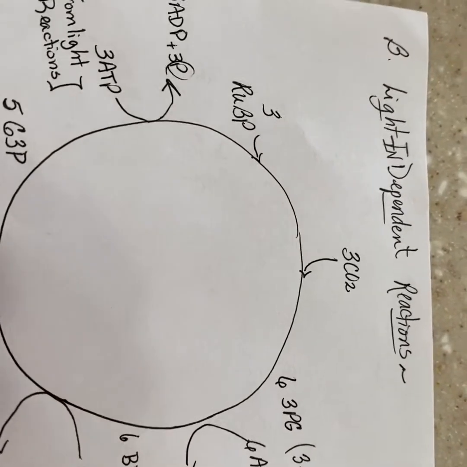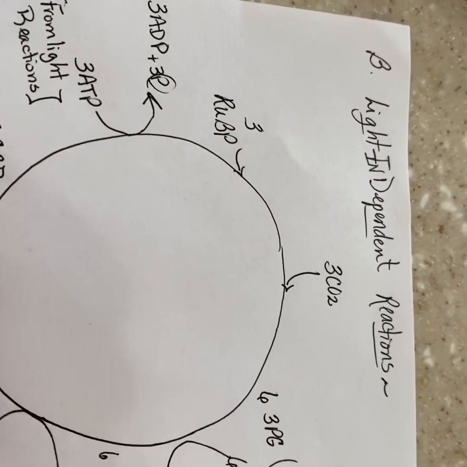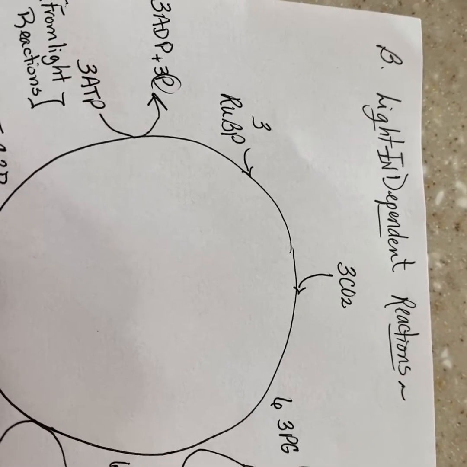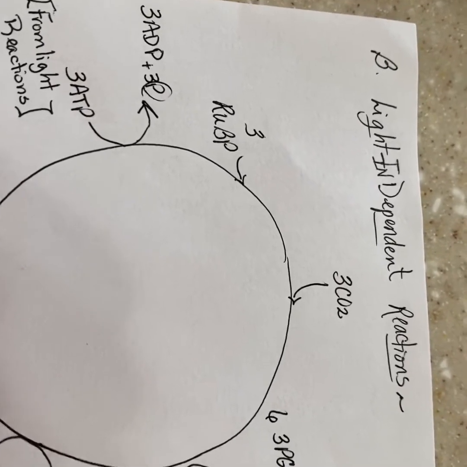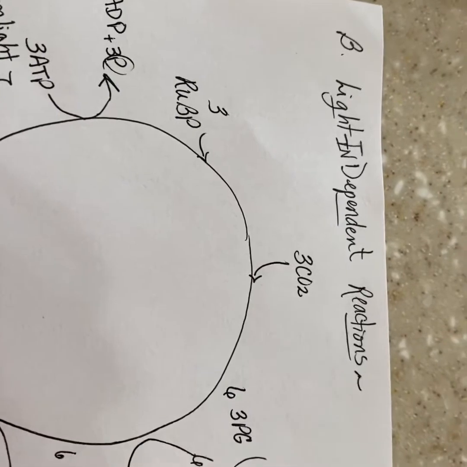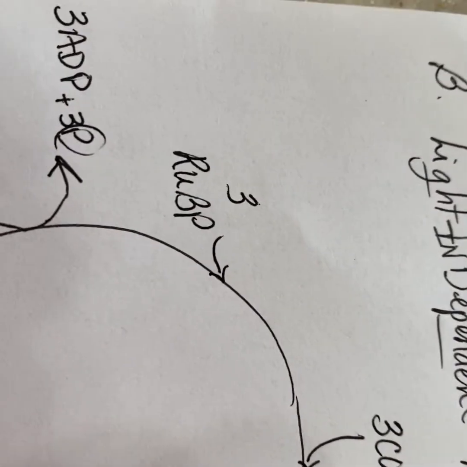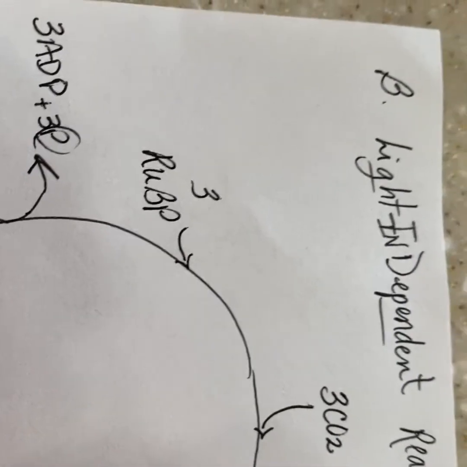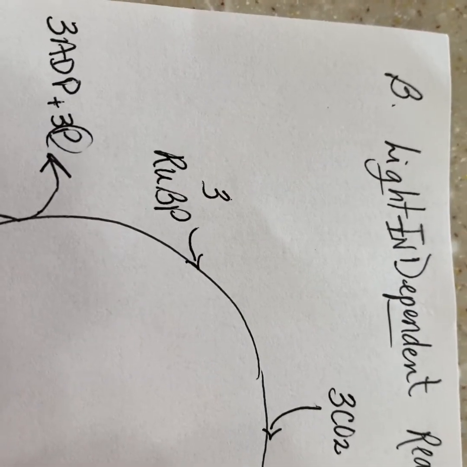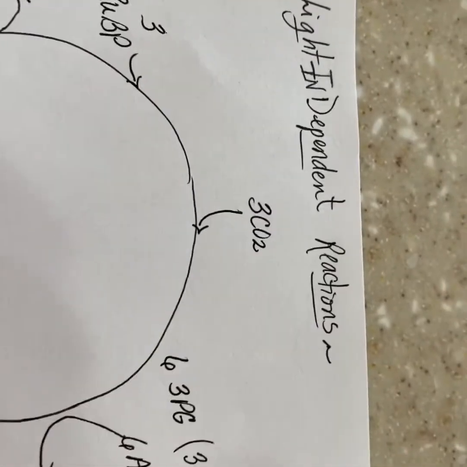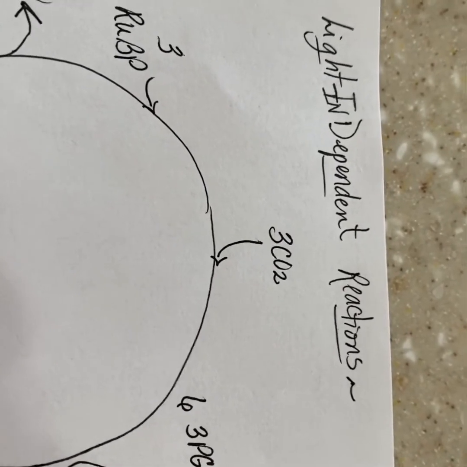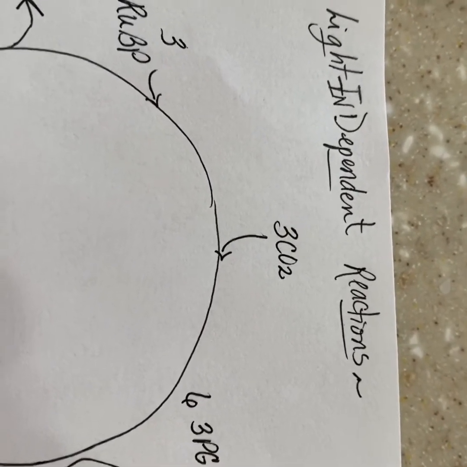So remember, we just created ATP and NADPH in the light-dependent reactions, and now we're going to look at the light-independent reactions, or the Calvin cycle. Notice how we begin with RuBP, ribulose bisphosphate. We add to it carbon dioxide that has to come in through the stomata.